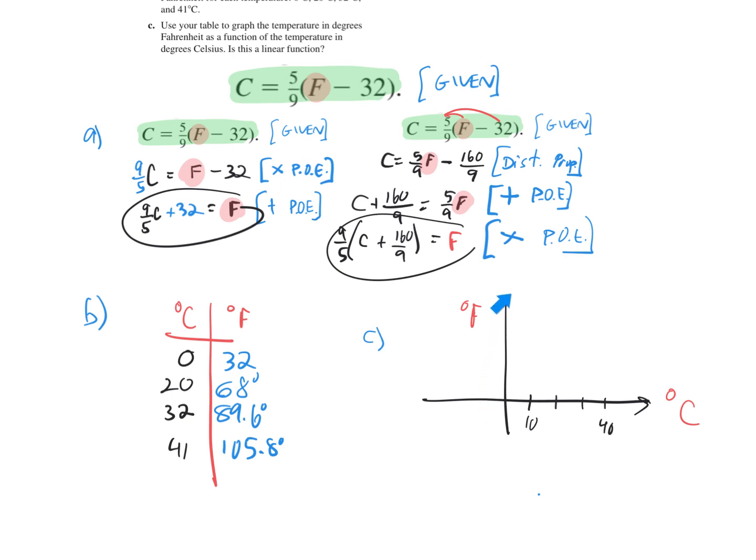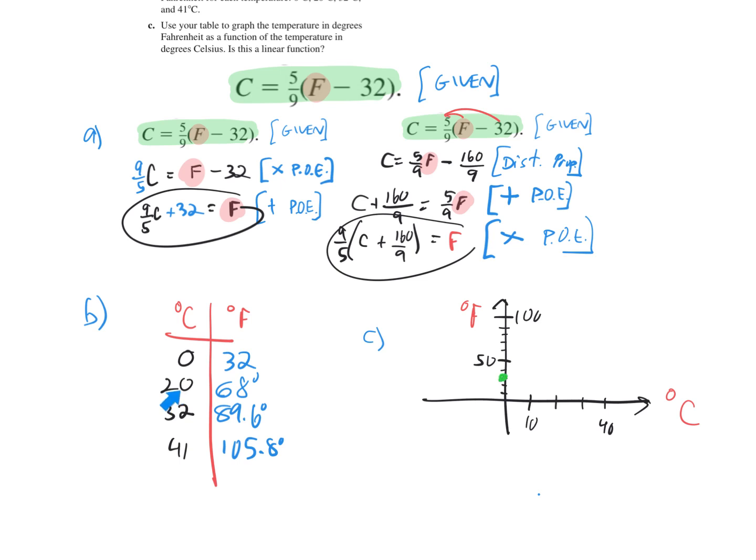And for the vertical Fahrenheit axis, we go all the way to 105. So let's say this is 100, 50, 10, 20, 30, 40, 60, 70, 80, 90. Okay. 0, 32. 0, 32 is right about there.